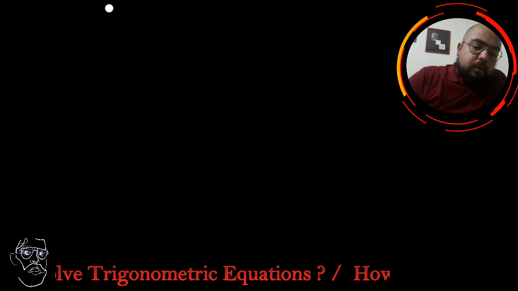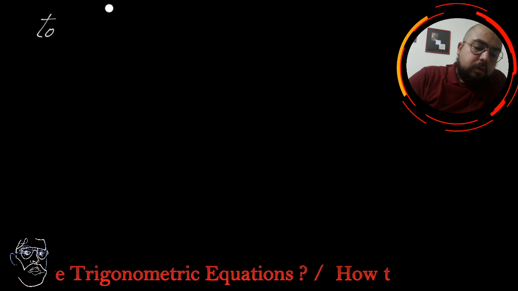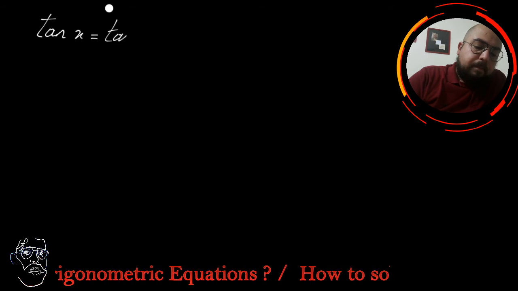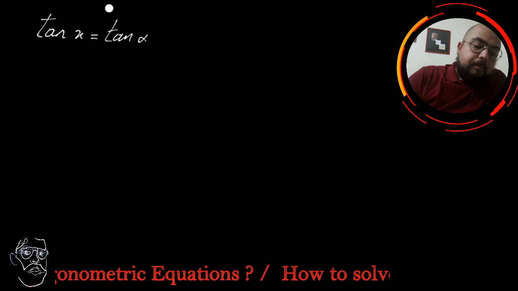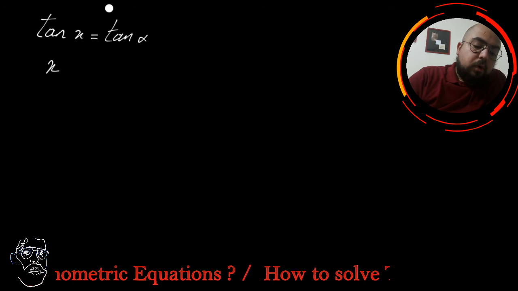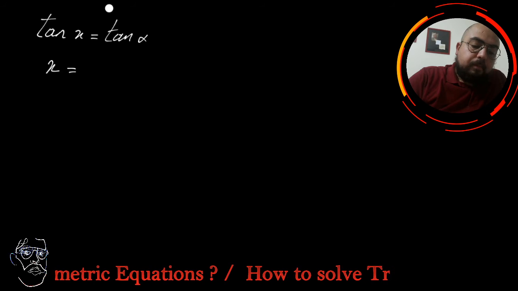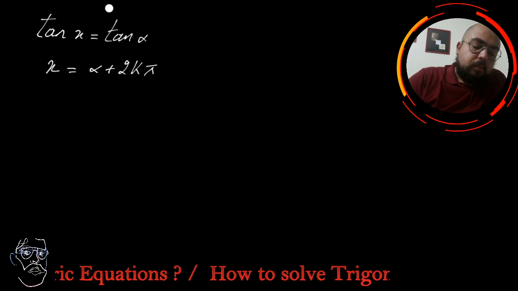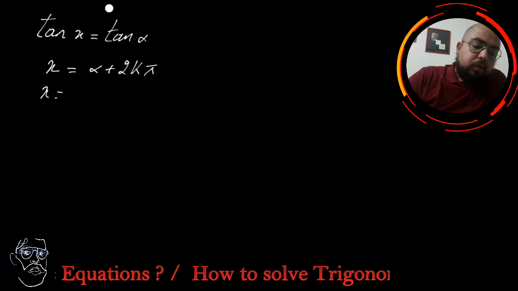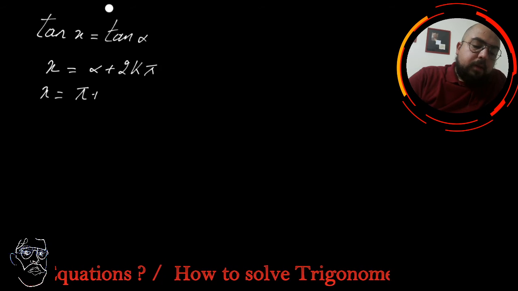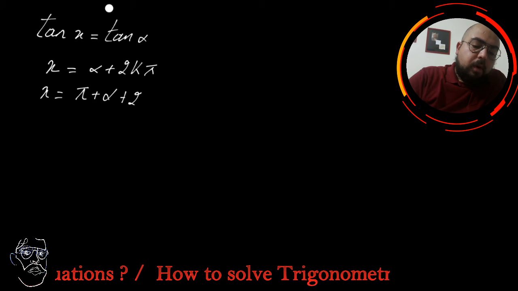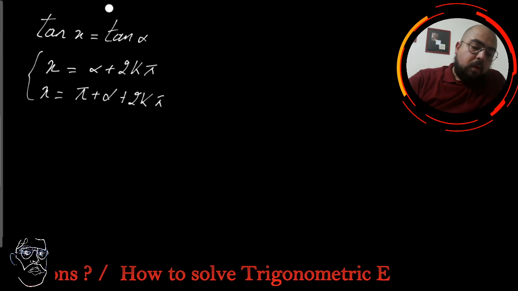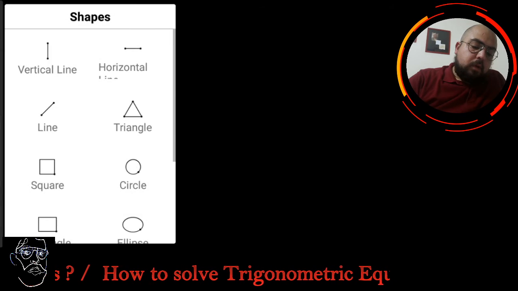When we have tangent x is equal to tangent alpha, the solutions or the roots are going to be x is equal to alpha plus 2k pi, or x is equal to pi plus alpha plus 2k pi. Once again, we're going to get back to our trigonometric circle.